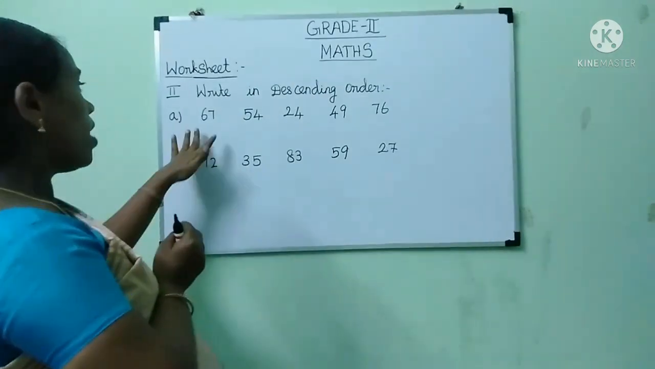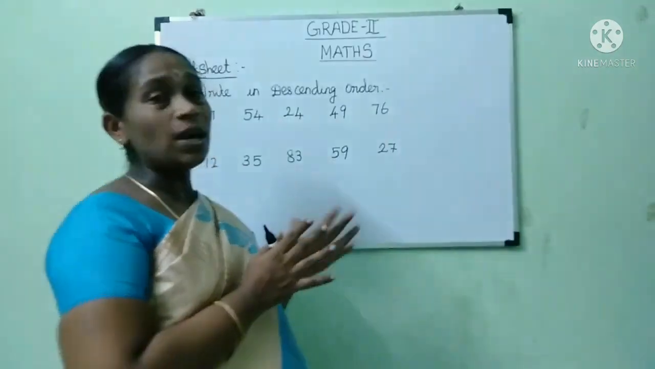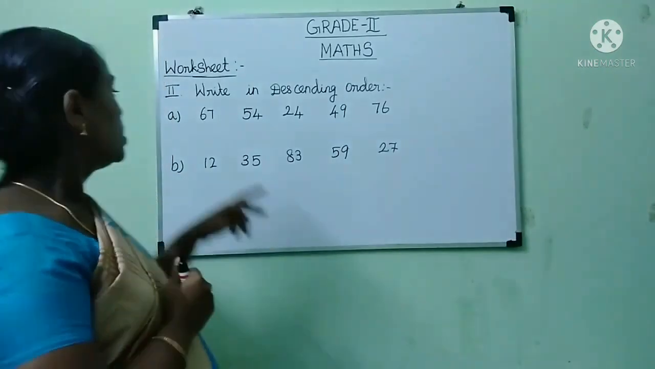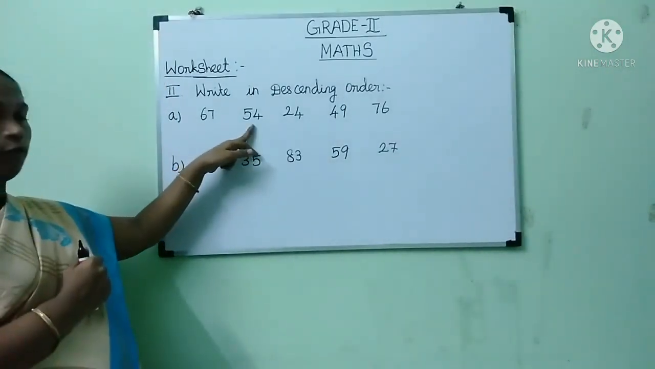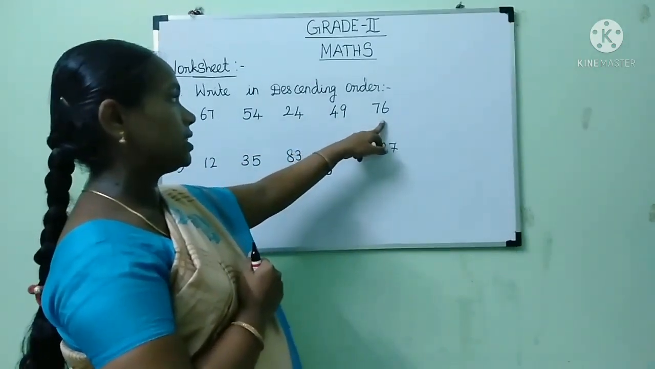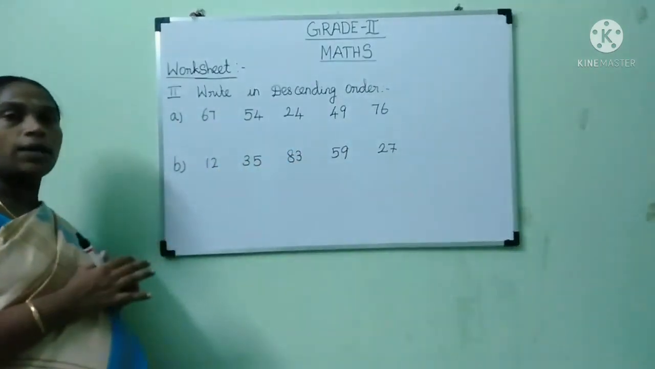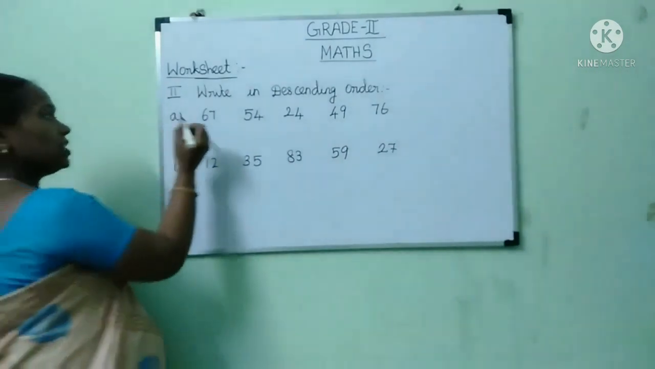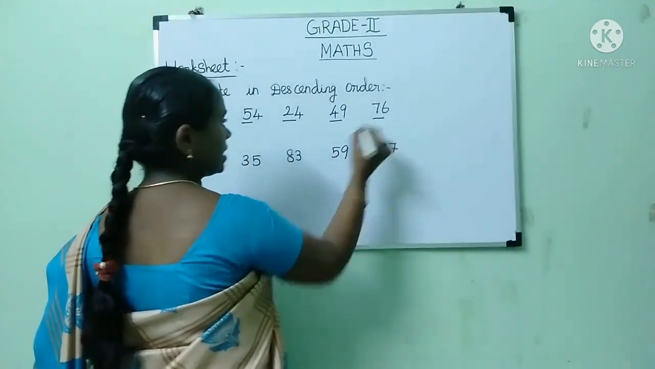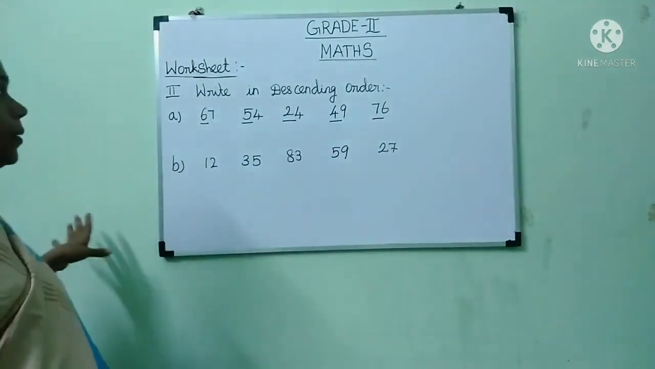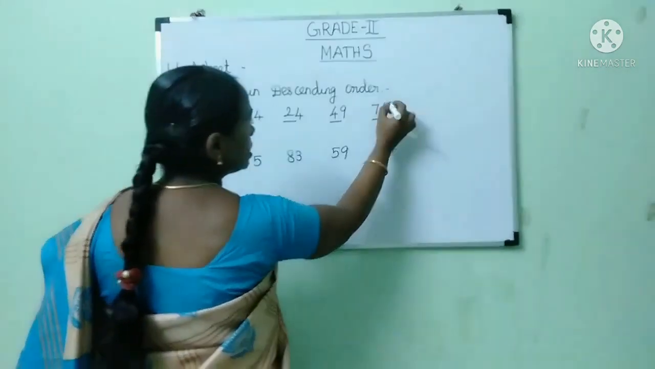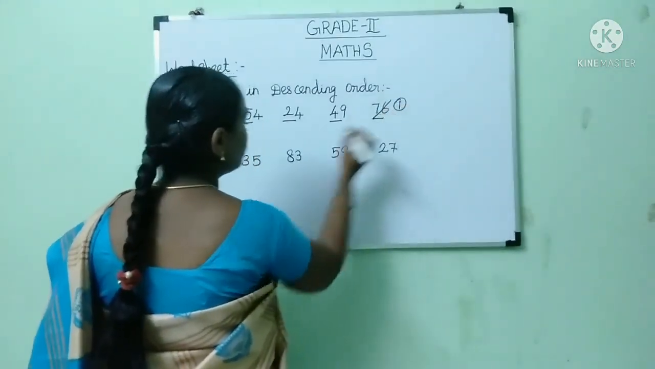See, you have 5 numbers. Which number is the biggest number from these numbers? Okay. 67, 54, 24, 49 and 76. Which number is the biggest number? See in tens place. 6, 5, 2, 4 and 7. Which number is the biggest number? Yes, 76 is the biggest number. So you should write it as the first number.